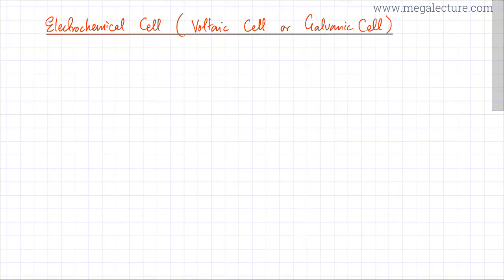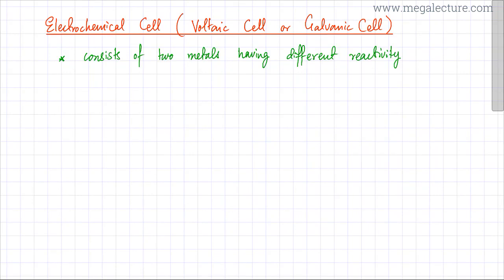In the following lecture, we're going to discuss the electrochemical cell, which is also known as a Voltaic cell or a Galvanic cell. We're going to discuss this in the simplest possible terms because this is for junior students. A simple electrochemical cell is made up of two metals that are going to have different reactivity.